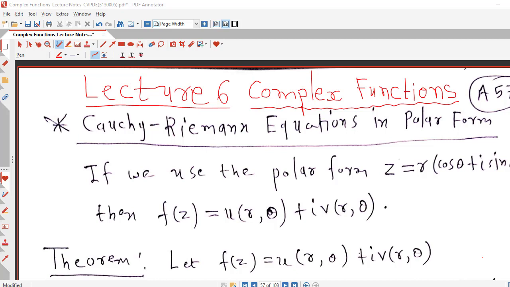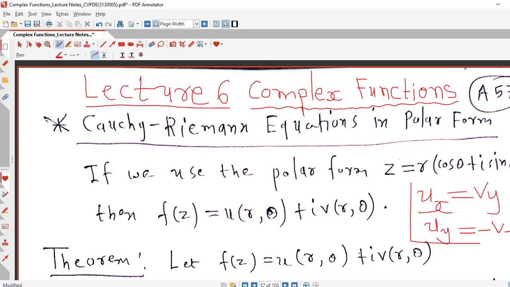In previous lectures we have seen how to use Cauchy-Riemann equations to check differentiability of a complex function. So if we recall, the Cauchy-Riemann equations are del u by del x equal to del v by del y, and del u by del y is minus del v by del x.